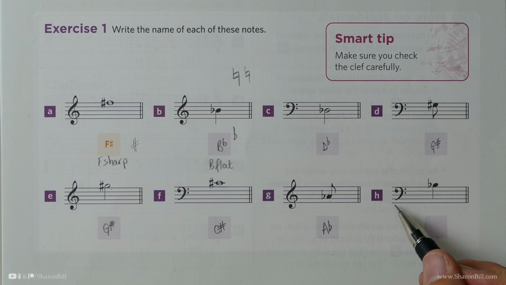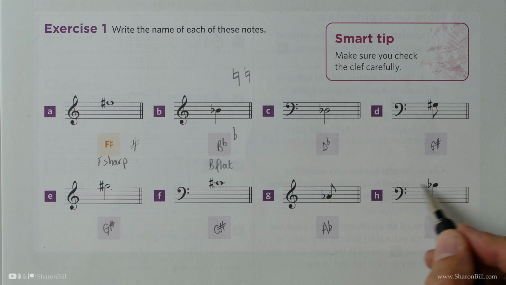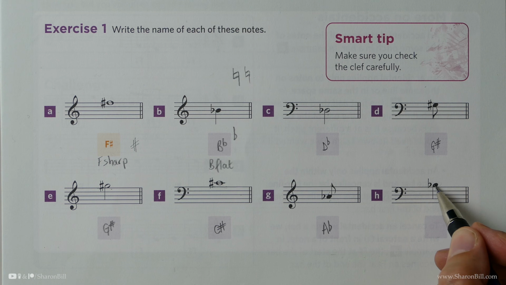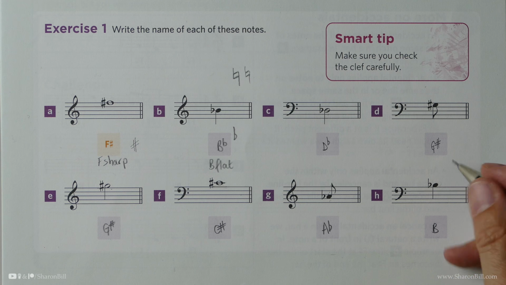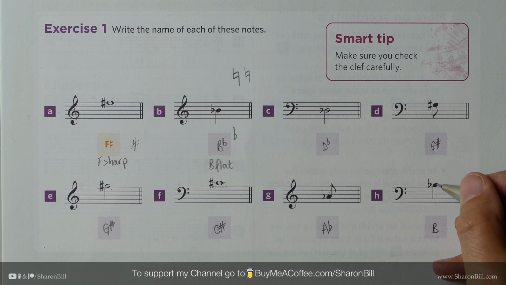Now then, back into the bass clef. We can either think, well, we know that's middle C, and so one step below C is B. Alternatively, we can remember that this is an A: Good Boys Deserve Football Always. And one up from A is B. And then this is a B flat. So that's that exercise completed.